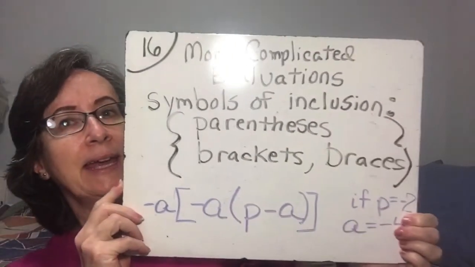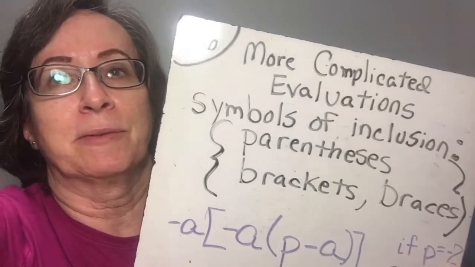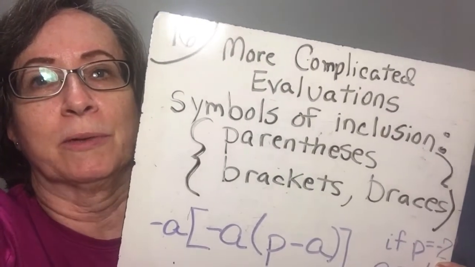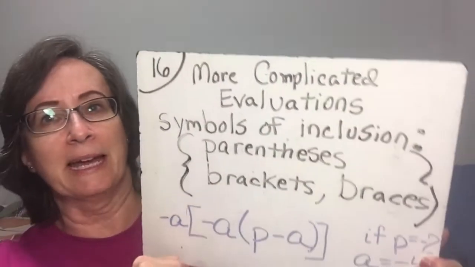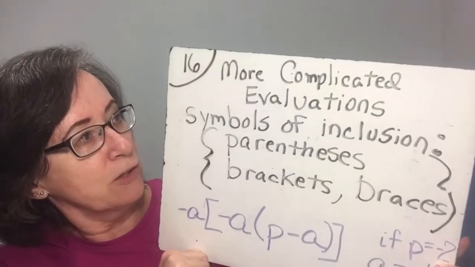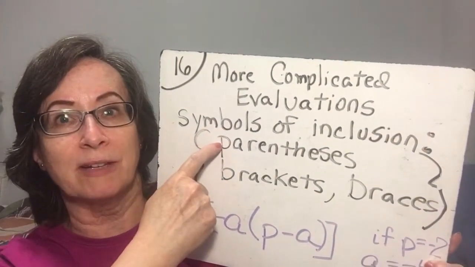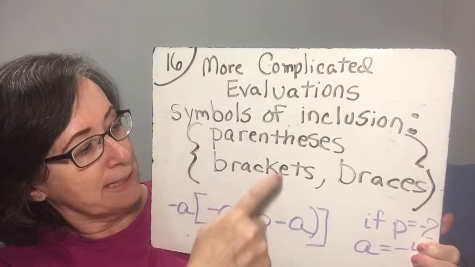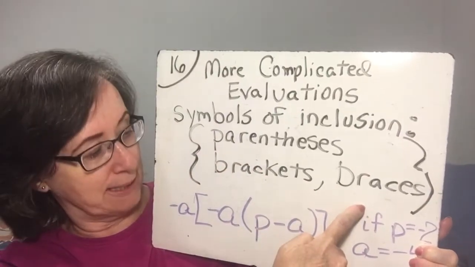So we're talking about more complicated evaluation. So here is our board, and let me see if I can keep the light from shining just right on the board. Okay, need the light, but don't need it right in the middle of the board. So we're talking about symbols of inclusion, parentheses, brackets, and braces.